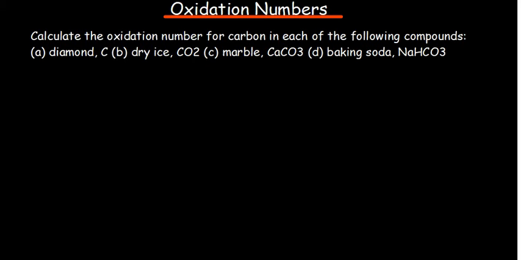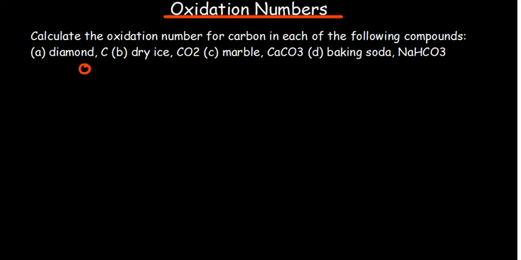So calculate the oxidation number for carbon in each of the following compounds. The first one has been given to be diamond, right? While we just have a carbon. So what should we expect? Carbon has been given in elementary form. So what do we expect? According to oxidation number rules, we expect that the oxidation number is 0.